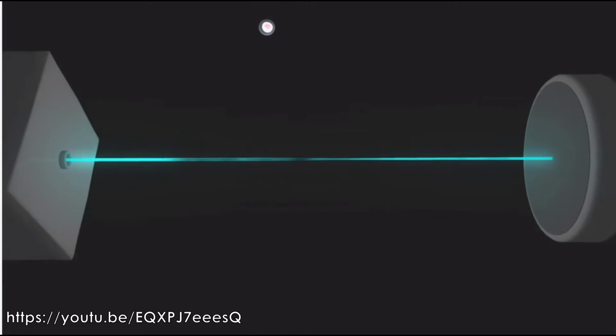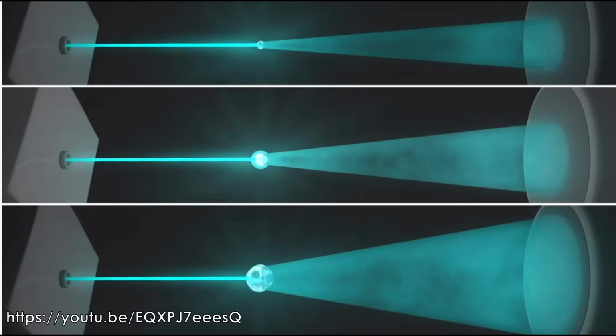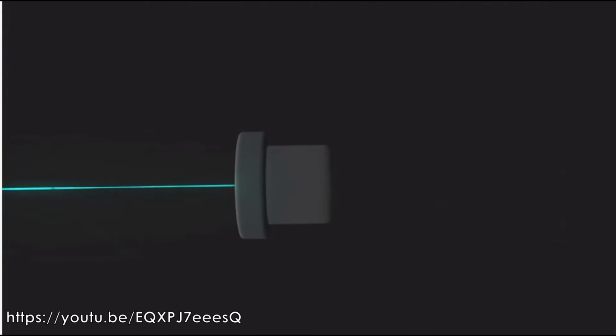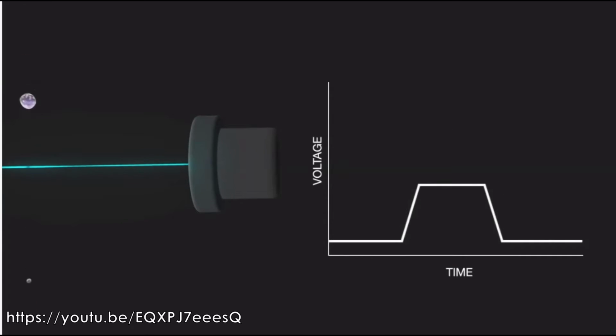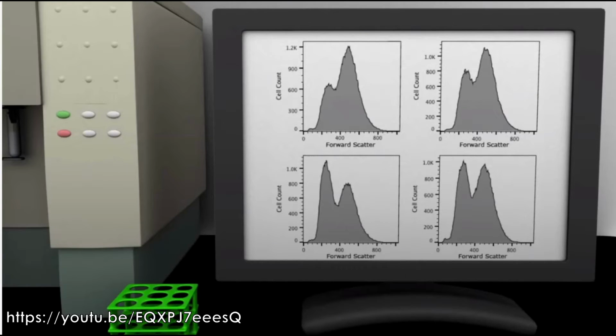As each cell passes through the laser beam, light will scatter in multiple directions. The flow cytometer detects light scattered in a forward manner, called forward scatter, and light scattered in a sideways manner, called side scatter. The amount of forward scattered light for each cell is detected by a detector on the far side of the cell from the laser. Forward scatter is proportional to the size of the cell. The detector converts the scattered light into a voltage pulse, which is directly proportional to the amount of forward scattered light. The computer converts these data into a histogram plot with the amount of forward scattered light on the x-axis and the number of cells on the y-axis.